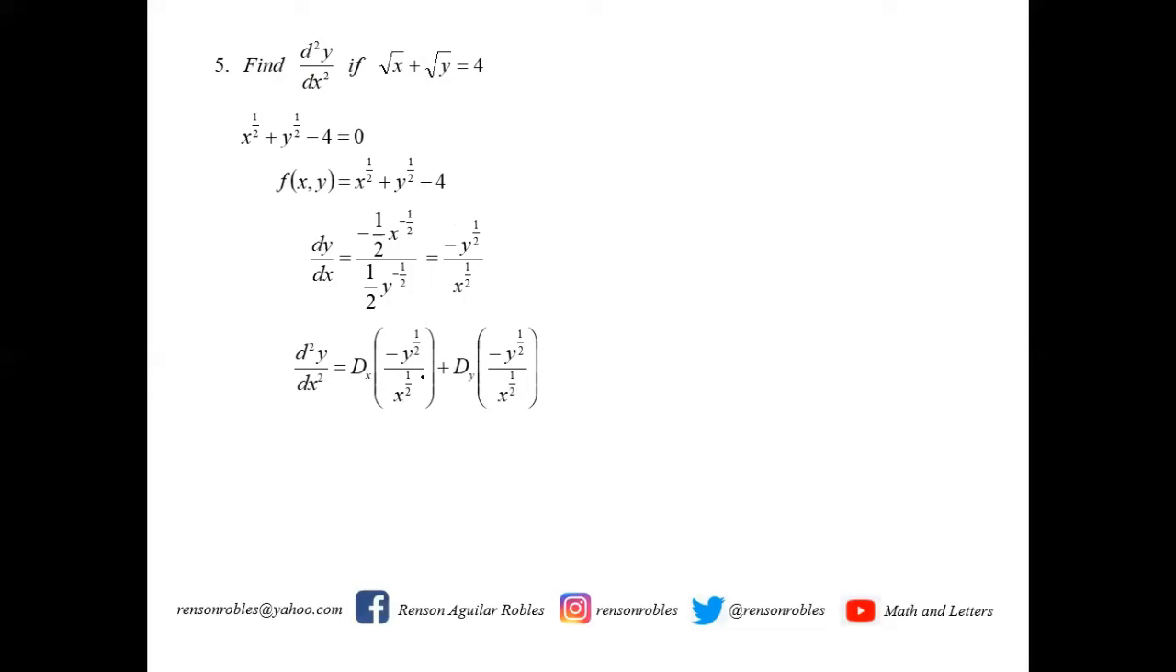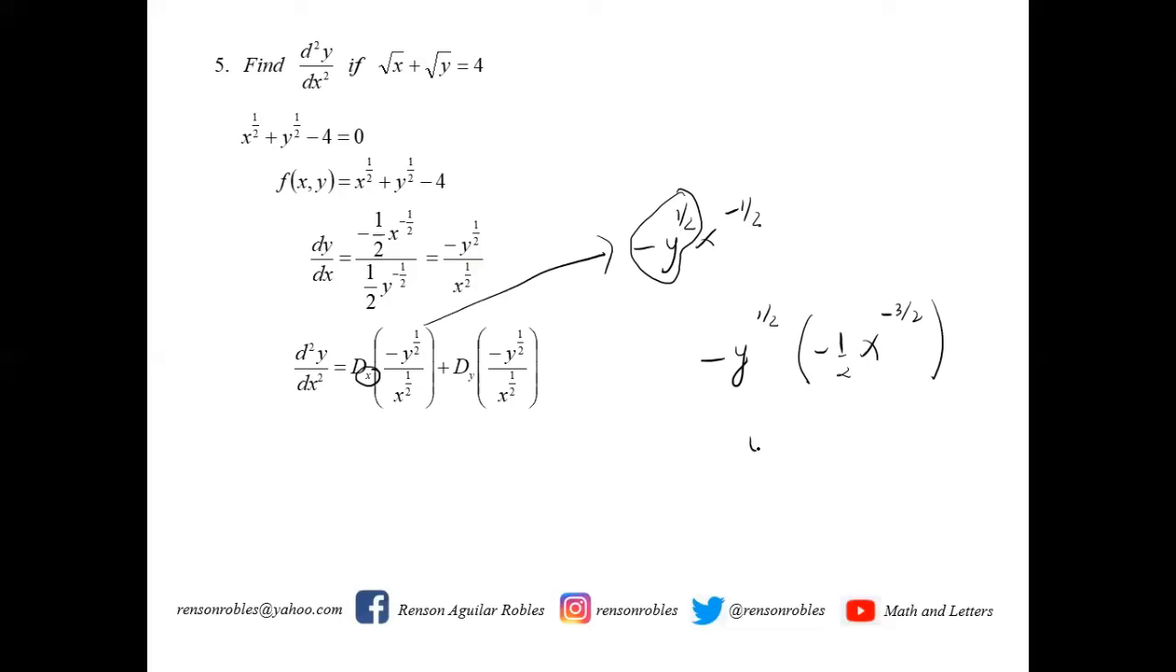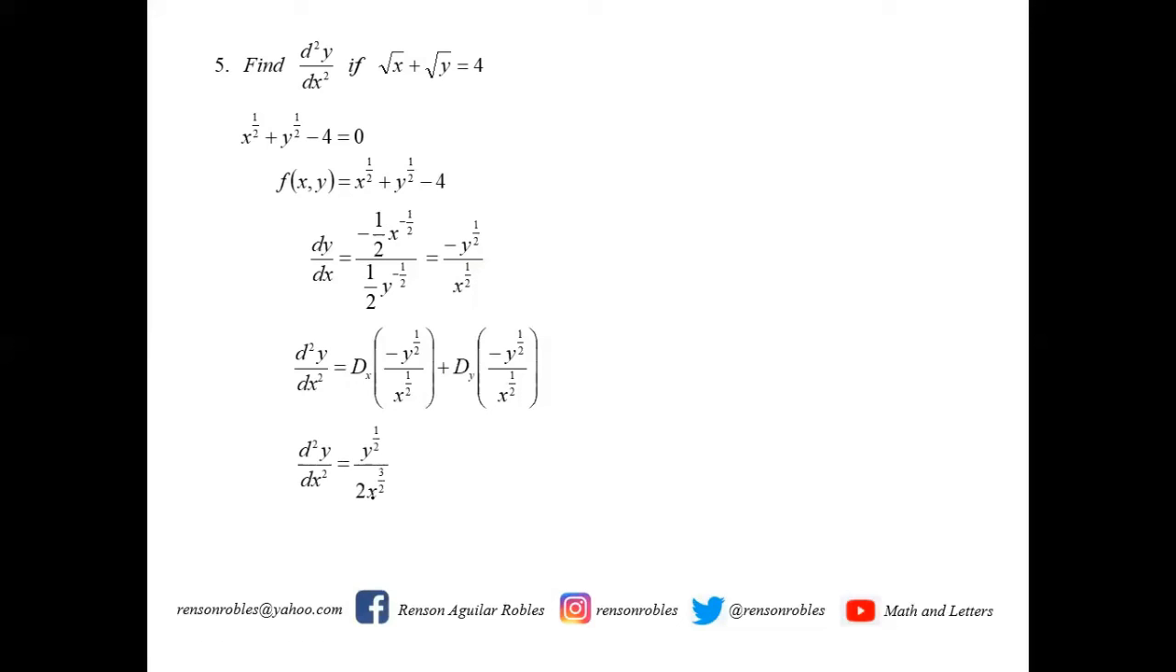And differentiating this with respect to x, I can rewrite this in this form: negative y raised to 1/2 times x raised to negative 1/2. And since I am differentiating with respect to x, I'll be treating y raised to 1/2 as a constant. So I'll have negative y raised to 1/2 times the derivative of x raised to negative 1/2, which is negative 1/2 x raised to negative 3/2. Or this is equal to y raised to 1/2 all over 2x, and then this will become positive 3/2. So that's y raised to 1/2 all over 2x raised to 3/2.